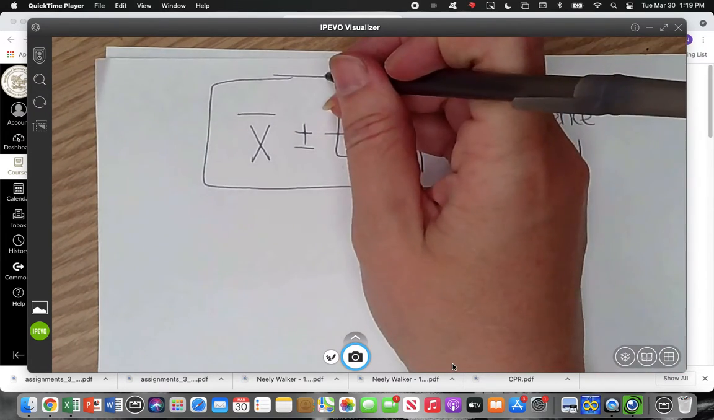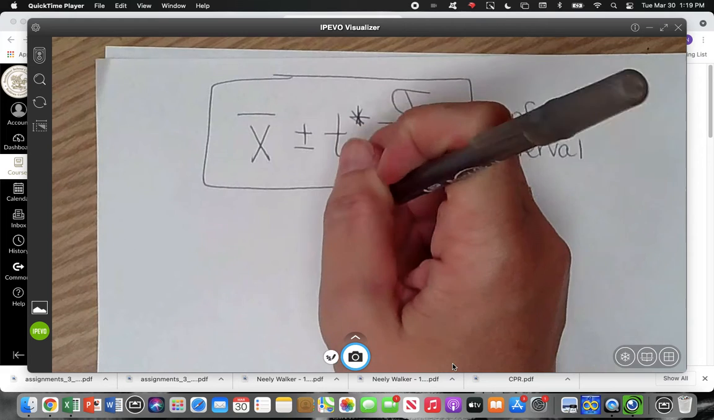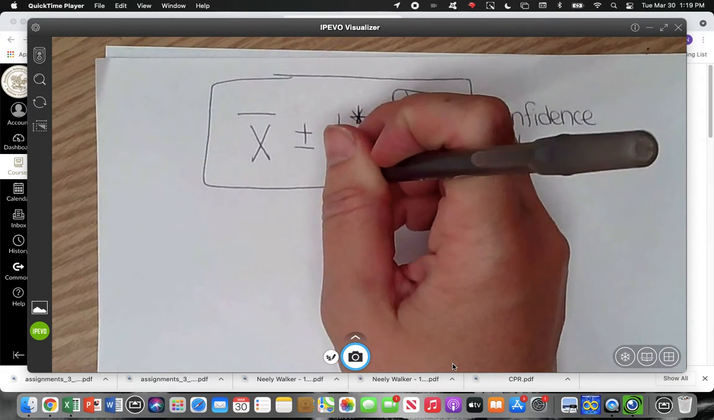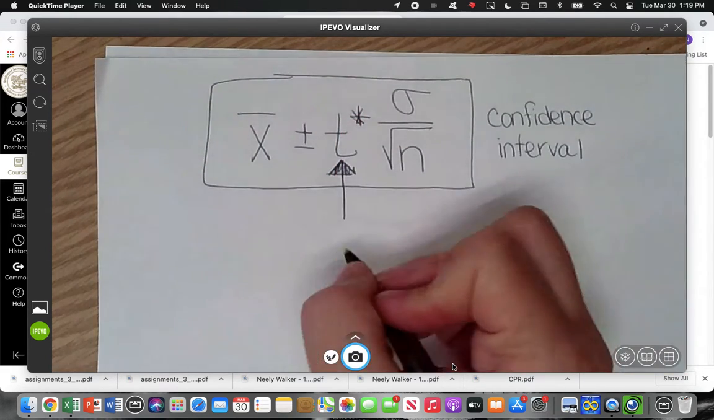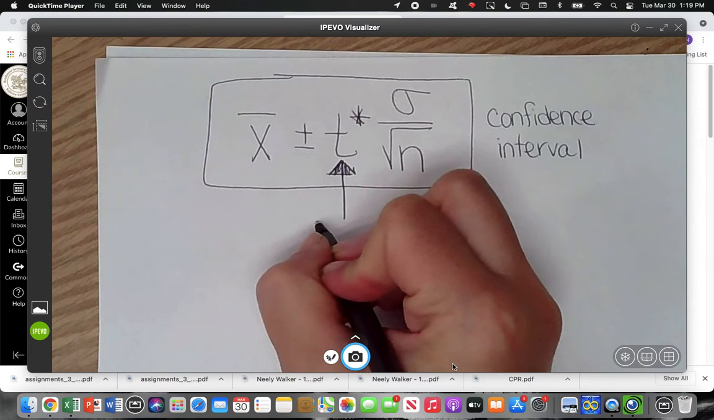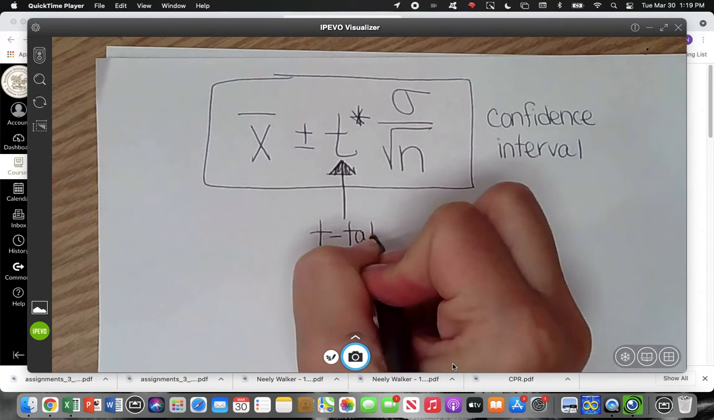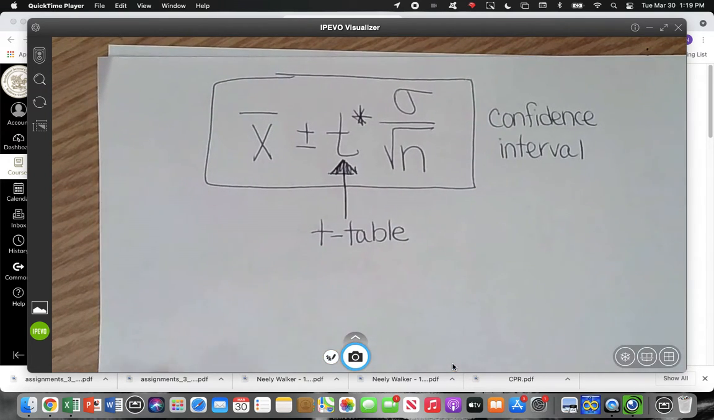And so whenever we are using T, our entire lesson today is how to find these T values with a T table or a T chart. It will be given to you on an AP exam. It will be in the book with all the formulas. And so we are going to go through how to read this table.